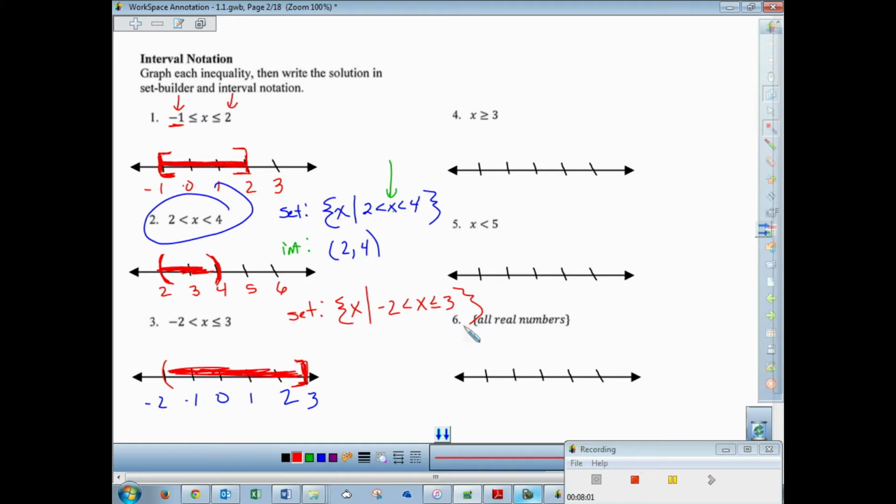Number 4 only has one boundary, right? These first 3 were double inequalities or compound inequalities where there's a boundary on the left and a boundary on the right. These over here only have one boundary, so we just need to put a 3. I like to put it in the middle, but then finish what I'm doing.